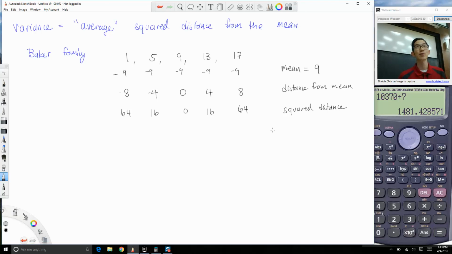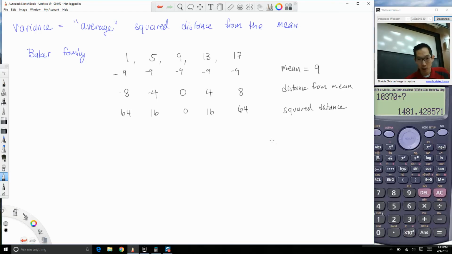So far so good, if I'm talking about squared distance from the mean. If we wanted the average squared distance from the mean, I would add these up and divide by 5, right? But I have little quote marks around "average," because we're not going to divide by 5. We're going to add them up and divide by 4, one less than our sample size.